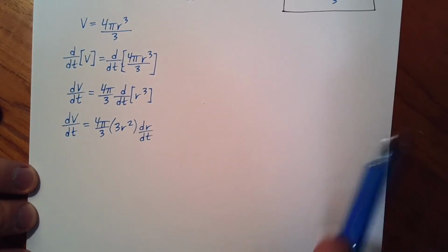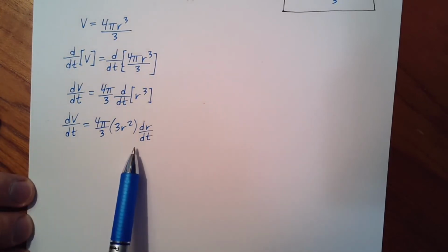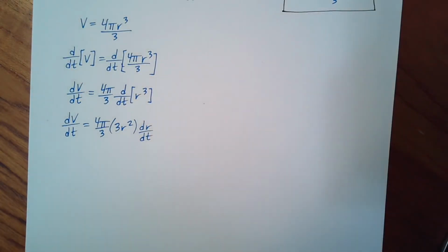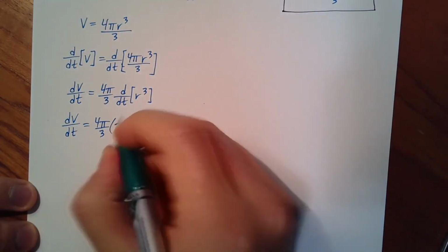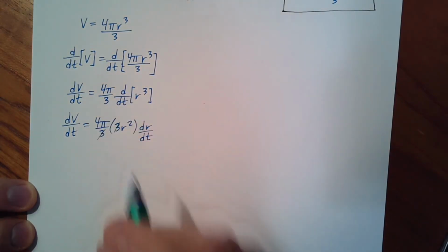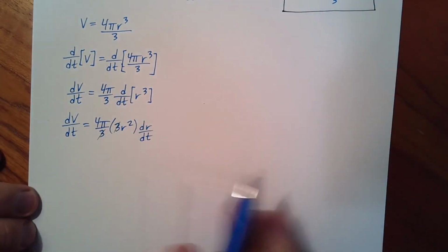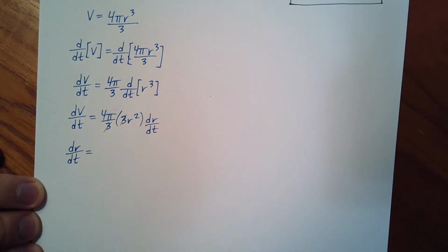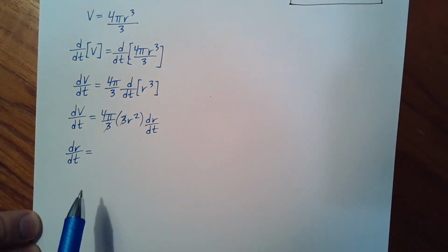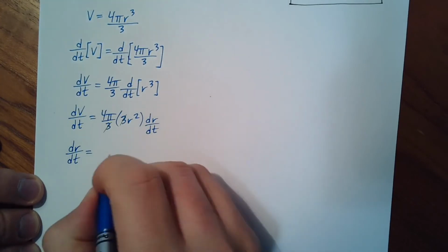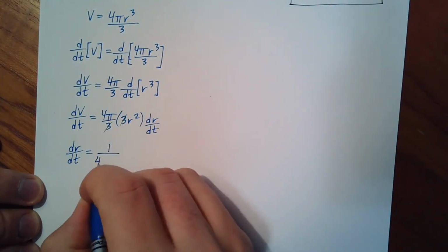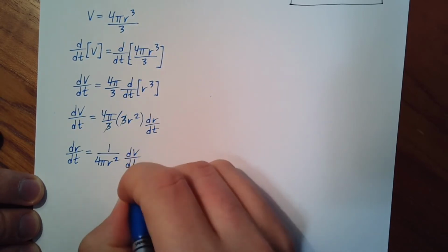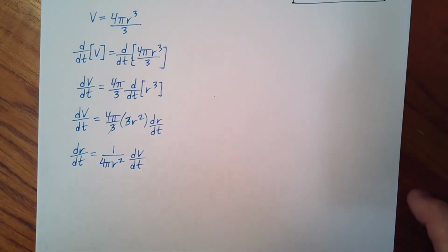From now it just comes down to solving: isolate for the quantity you're trying to find, which in our case is dr/dt, and then plug everything in and find it. So what can we do? Well, these 3's can cancel, right? So what we're actually going to get, if we solve for dr/dt, is we've got 4 pi r squared, that's what's going to be left. So bring that over to the other side through division. You're going to get dr/dt is equal to 1 over 4 pi r squared times dV/dt. Okay, so good.